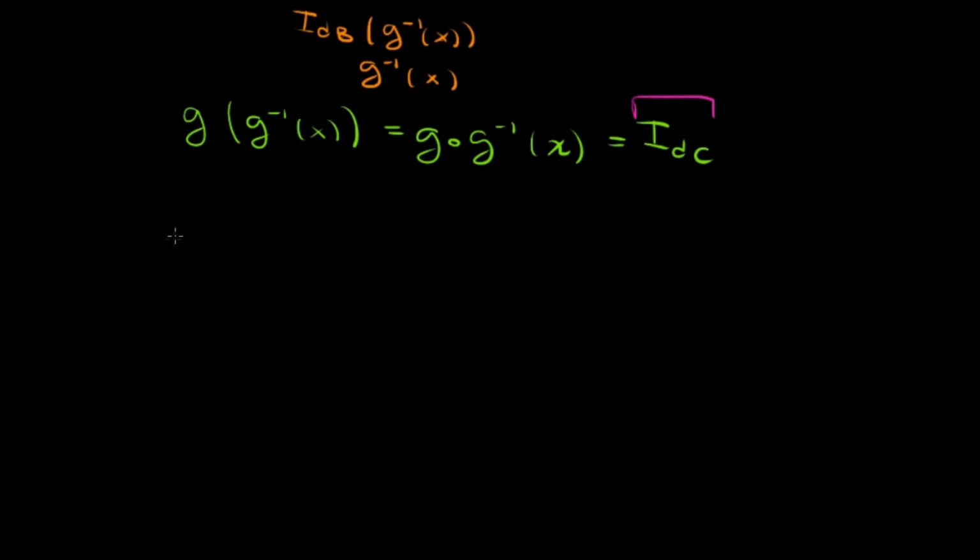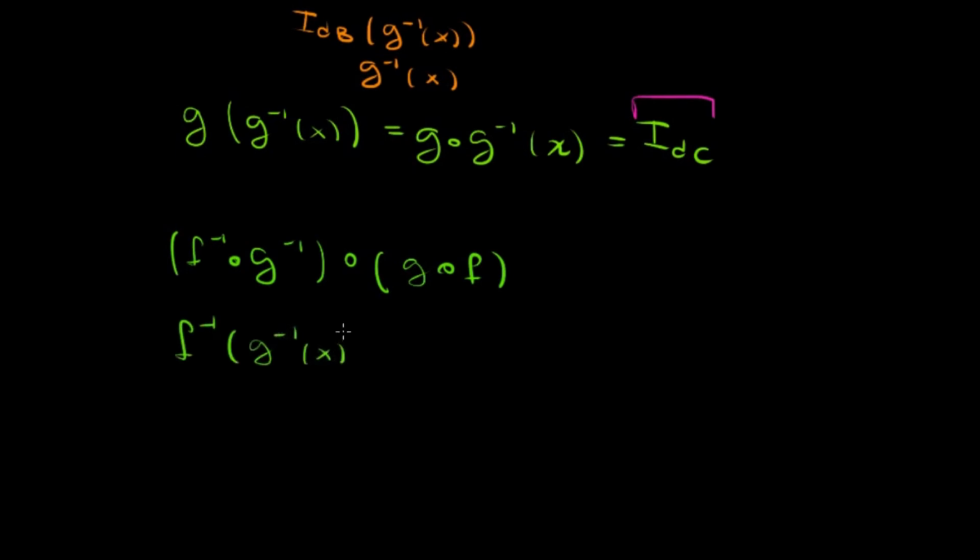So I want to do F inverse composed with G inverse composed with G composed with F. Again, let's use the definition. So this is F inverse evaluated in the inverse of G composed with G of F of X. And again, using the definition of the composition, we have F inverse composed with G inverse composed with G of F of X.